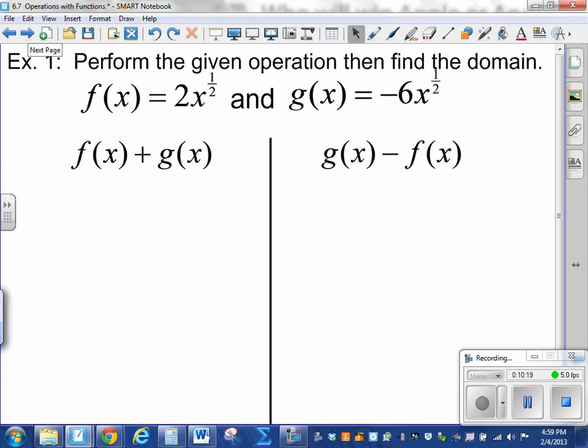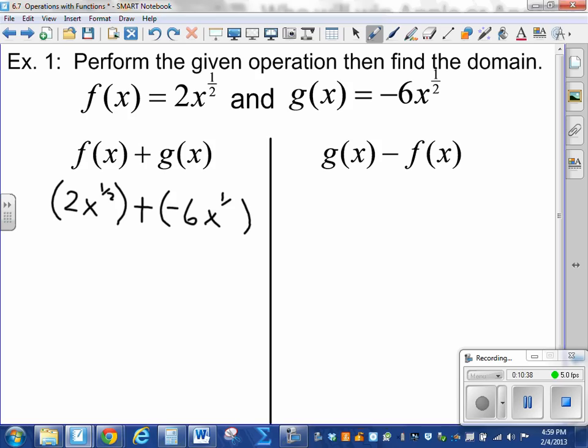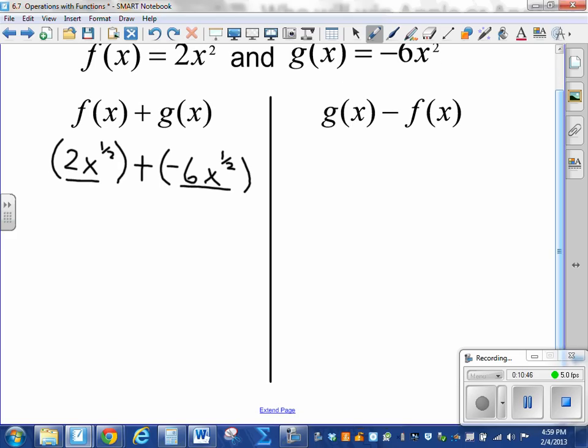All right, so this is where most of the classes didn't really get past, so I'll try to go into this one more detailed. F of x is 2x to the 1/2 plus g of x, which is negative 6x to the 1/2. Okay, you only have one term in each of these. So technically you don't really need the parentheses, because parentheses is to group things. But if you have a group of one, you don't really need parentheses around it.